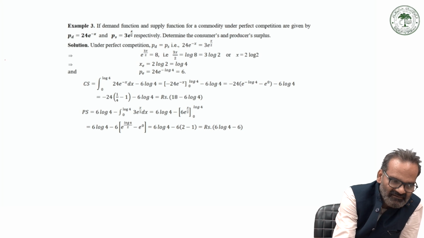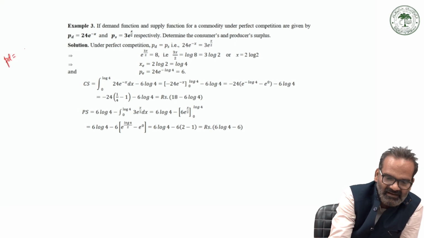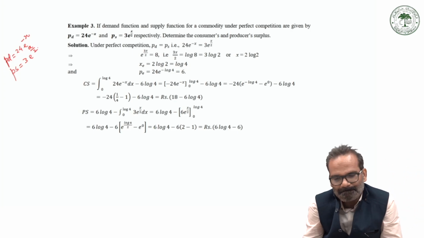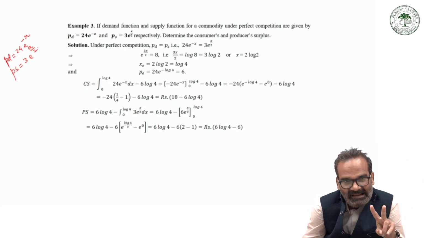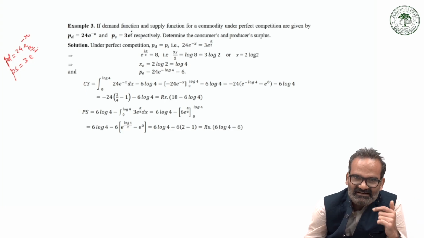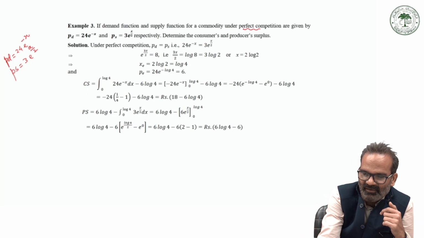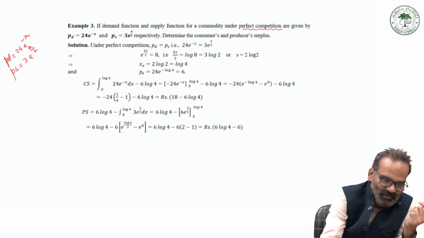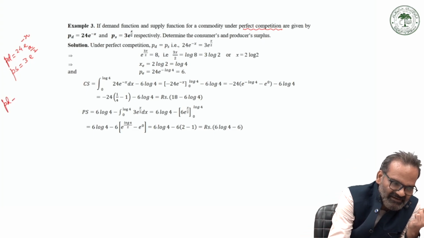See what is given here. The demand function is given as 24 e raised to power minus x and the supply function is given as 3 e raised to power x by 2. These two functions were given in the last question as well. What is next? Under perfect competition. The same was given in the last question also. And we know under perfect competition what happens? This PD is equals to PS, right?